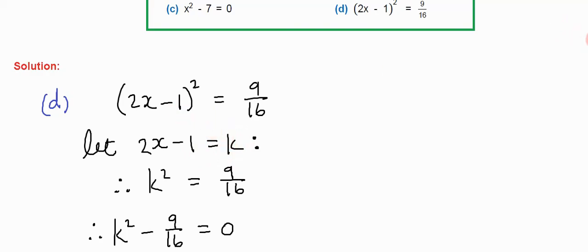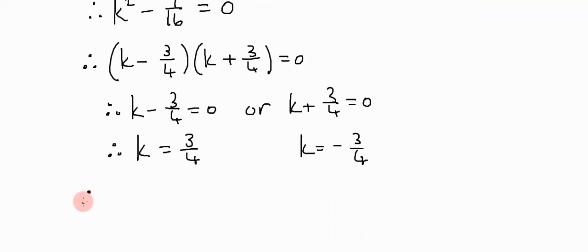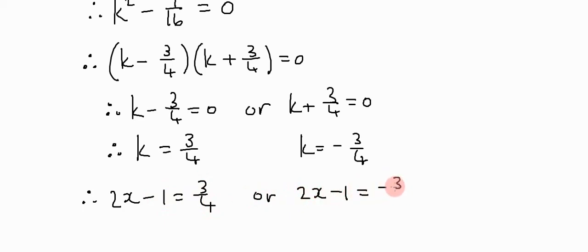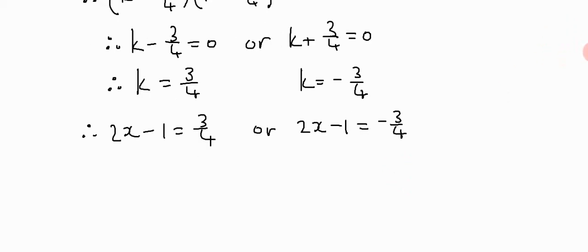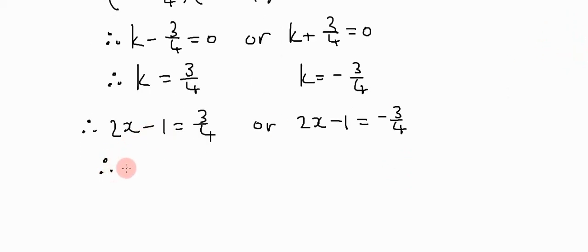So then 2x minus 1 must equal 3/4, or 2x minus 1 must be equal to negative 3/4. We can solve for x. We can take the 1 across, so then we'll get 1 3/4 on the right-hand side. Now, 1 3/4 we can write as 4 times 1 is 4, plus 3 is 7. So 7 over 4.